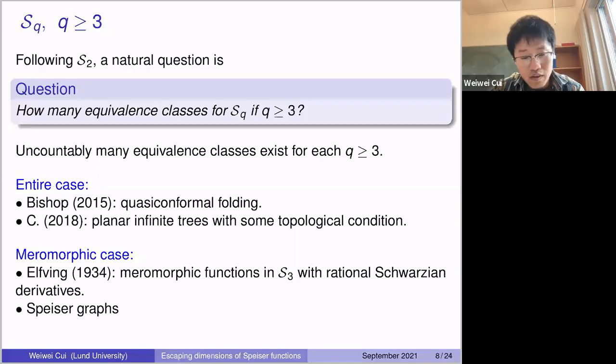For meromorphic functions, meromorphic here means the function really has poles, you can look for meromorphic functions with rational Schwarzian derivatives. This is a very old work of Elfving. But in general, you can get such functions by using the theory of Speiser graphs. It's also a very old theory.